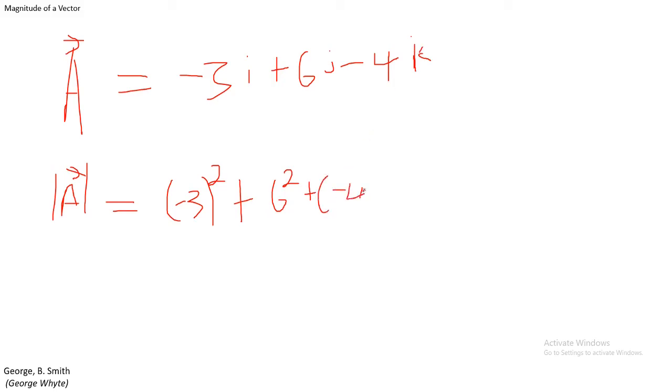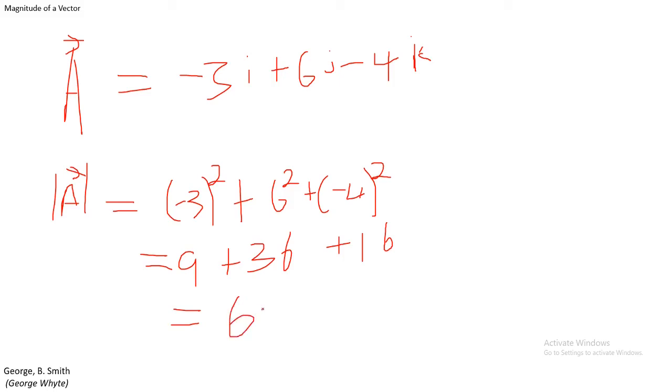Now take note, whenever you square a number, the minus sign goes. So after you work on all of this, this is going to give you 9, this will give you 36, right? And this is going to give us 16. So we add this up, this two will give us 45, that's 55, 61. I think I'm right. Yeah, that's 61.